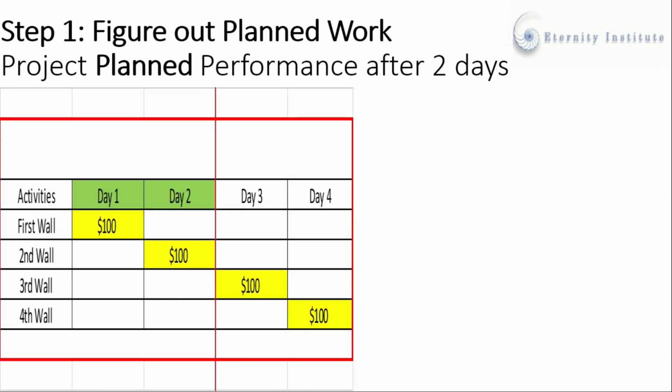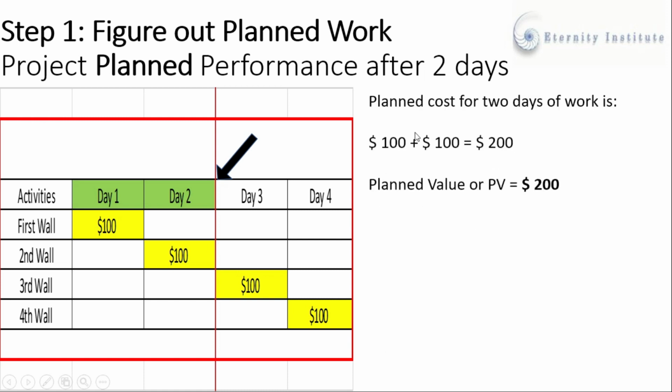So let us consider that we are interested to calculate the amount of work that has been planned after 2 days since the project starts. So you can see over here that after the second day, we are supposed to complete first wall as well as second wall. On the right hand side, it is clear that the cost for the first wall is $100 and cost for the second wall is $100.